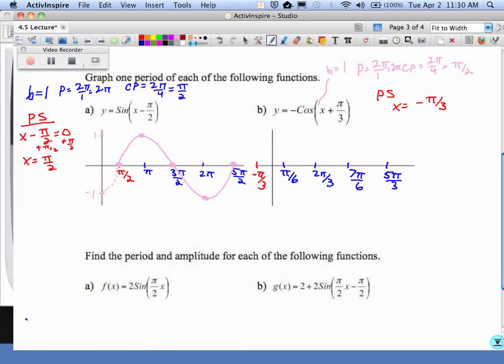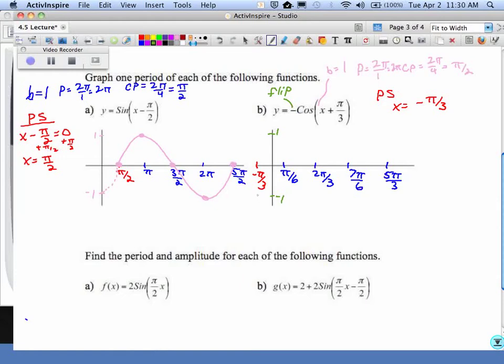So where does cosine normally start? And by the way, we did not change the amplitude, so up to 1, down to negative 1. Where does cosine want to start? At a maximum. But we're flipping it, right? So instead of starting at a maximum, we're going to start at a minimum.